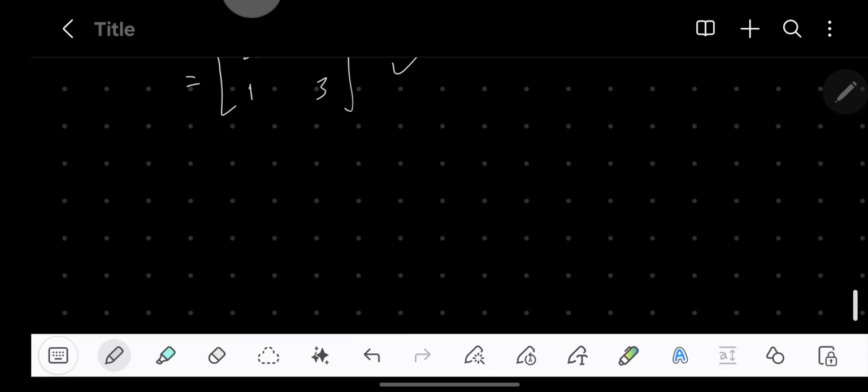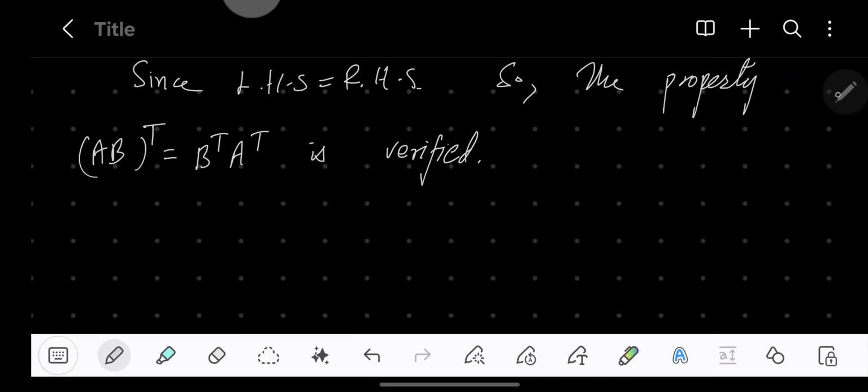So you can easily say that the left hand side is equal to the right hand side. Since the left hand side is equal to the right hand side, the property is verified. And this is done.